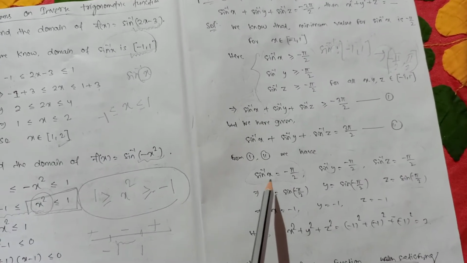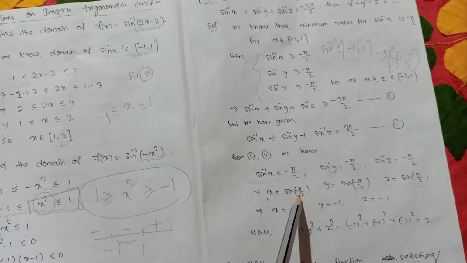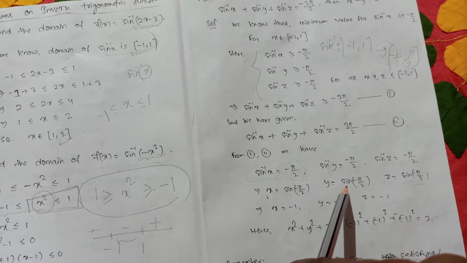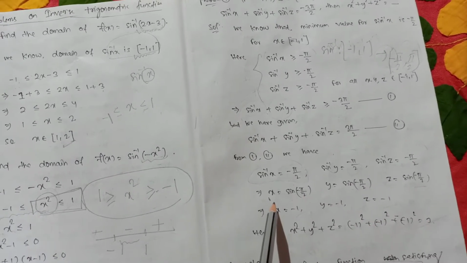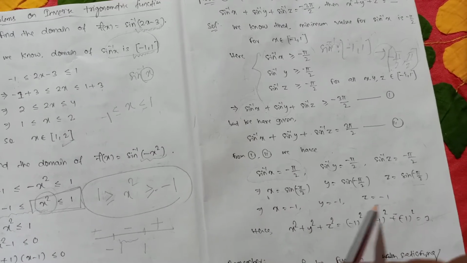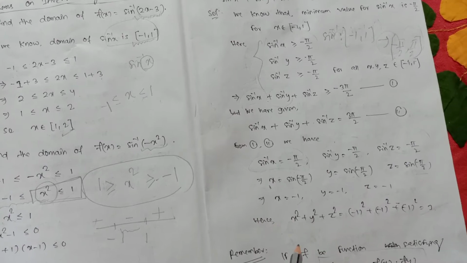What do we get? We get x is equal to, you bring sin inverse to that side, sin of minus pi by 2. Similarly y is sin of minus pi by 2, and z is sin of minus pi by 2. So what do you get? x is minus 1, y is minus 1, z is equal to minus 1. And taking the square sum, we will get 3 as the answer.